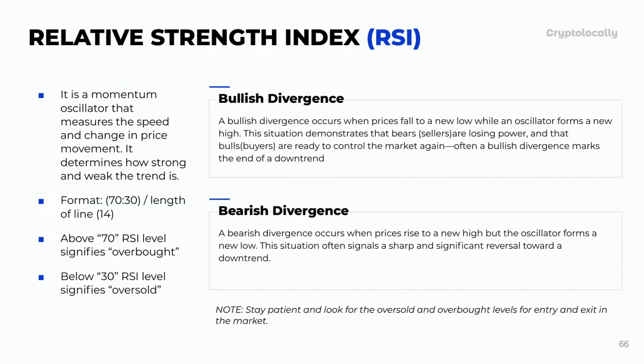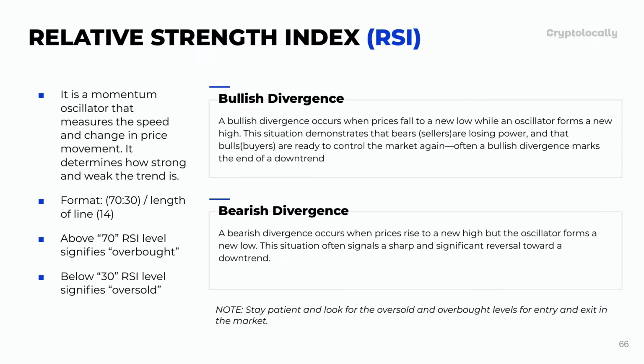So RSI is a momentum oscillator that measures the speed and change in price movement. It determines how strong and how weak a trend is. For RSI, there's a midpoint which is 50, an upper band which is 70, and a lower band which is 30.